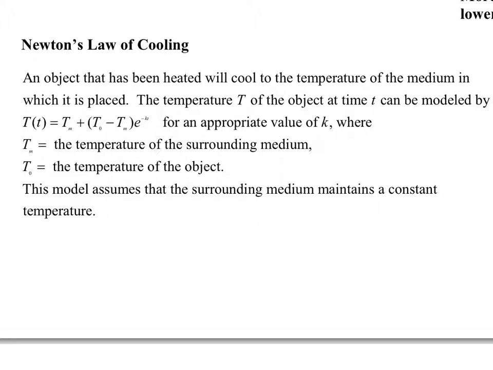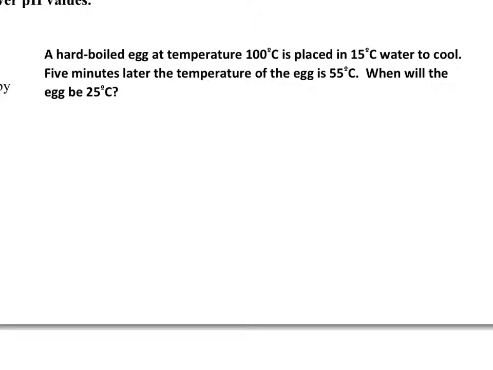Okay? So there's another equation we're going to need to be able to use. A hard-boiled egg at temperature 100 degrees Celsius is placed in 15 degrees Celsius water to cool. 5 minutes later, the temperature of the egg is 55 degrees Celsius. When will the egg be 25 degrees Celsius?